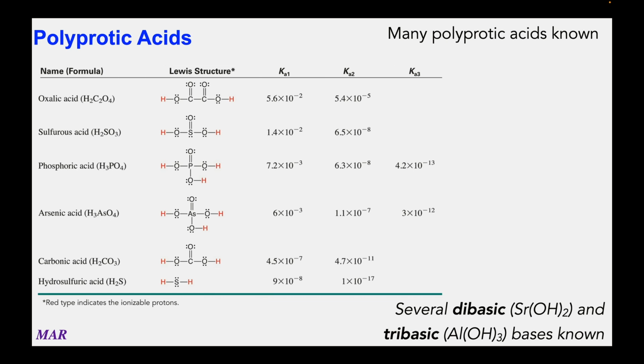A dibasic system would have 2 hydroxides. A tribasic system would have 3 hydroxides. And that would be different, of course, from a monobasic system like sodium hydroxide, potassium hydroxide.